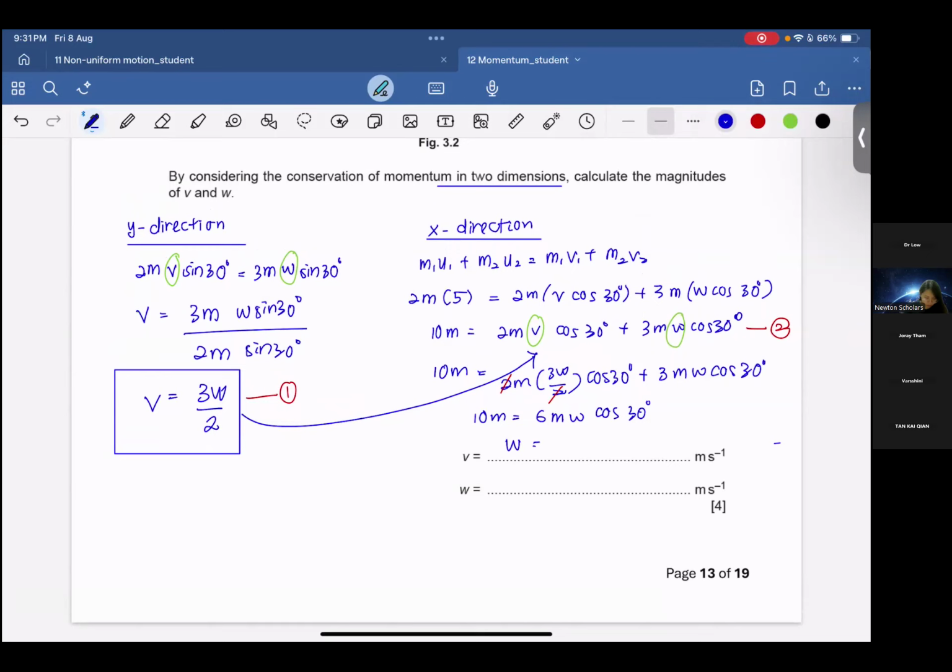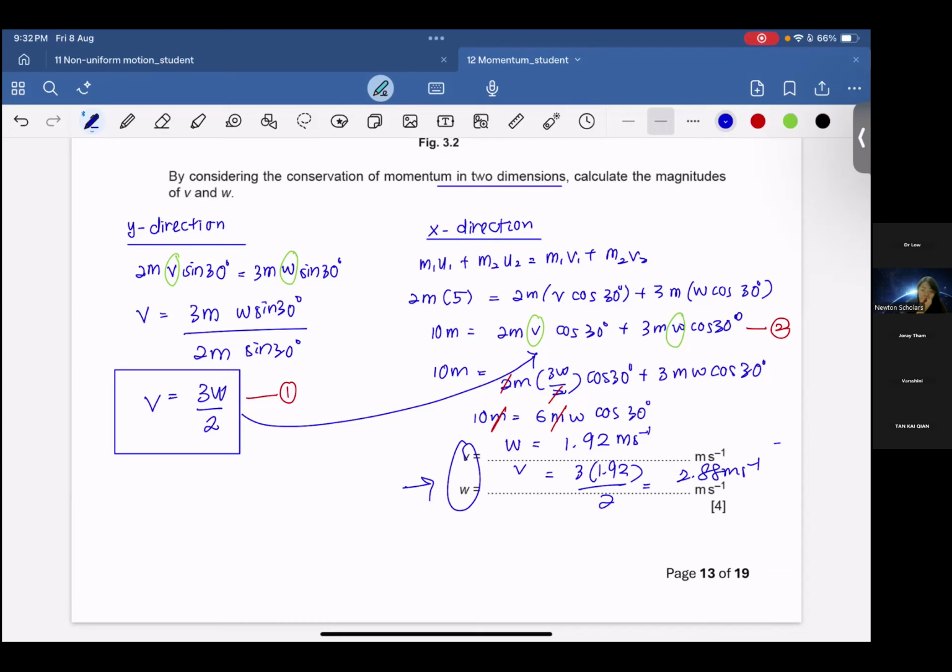So here, W for me, because M and M can cancel out, my W should be 1.92 meters per second. Then your V should be 3W, 1.92, divided by 2. So my V should be 2.88 meters per second. But when you fill in, don't fill in wrongly. This is my working step, and you check.